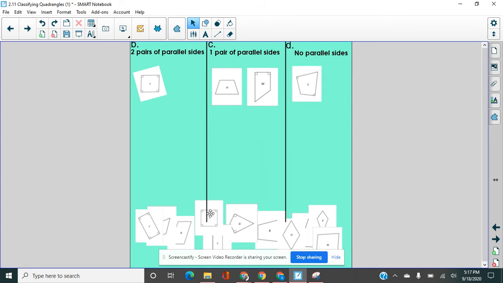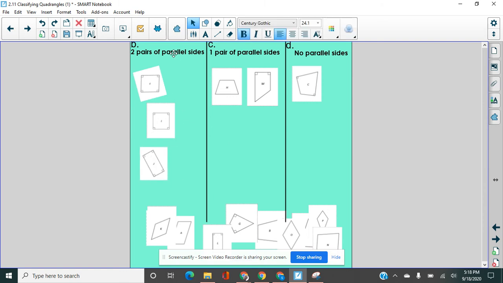Okay. So just taking a quick look, right? Another shape with 4 right angles. It's going over here with 2 pairs of parallel sides. The top and the bottom are parallel. Look at this. Another one. Look, these sides are parallel and these sides are parallel.